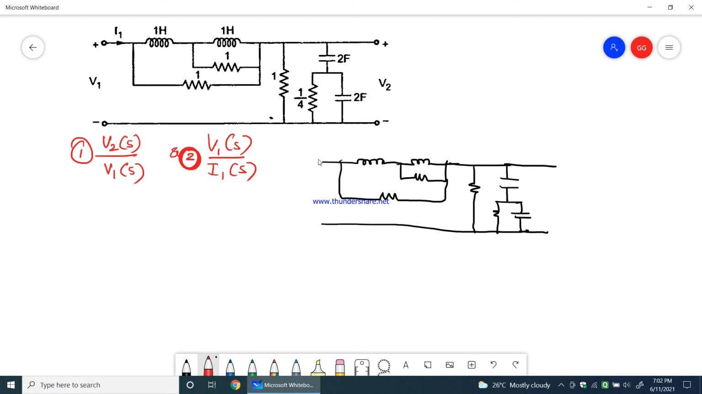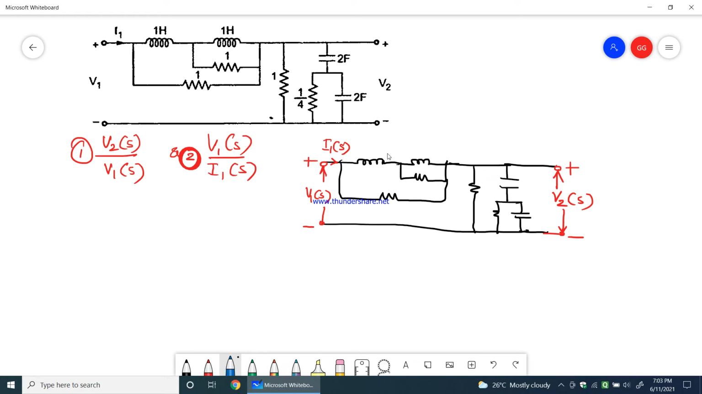Now this is V1 of S. I can write this as V1 of S, and the current through this would be I1 of S. So this would be V2 of S. Normally this will be the plus terminal, this will be the minus terminal, minus will always be ground, we all know that.